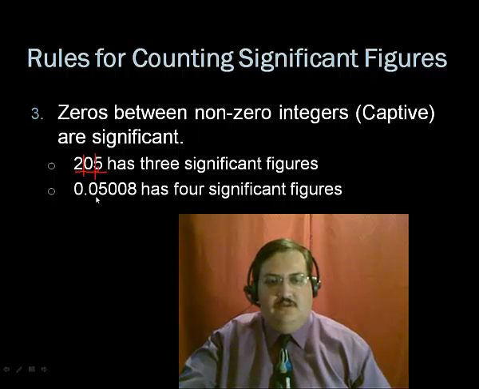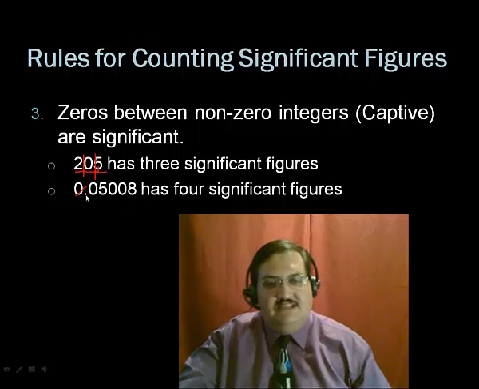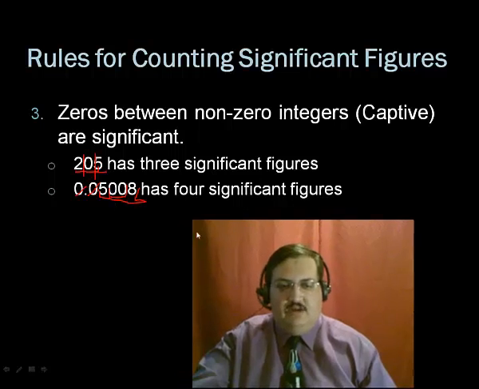Here with 0.05008, and yes, I said an extra 0 after the decimal place, I apologize. These first 2 zeros are not significant. They're just placeholders. The 5 and the 8 are significant, and so are these 2 zeros because they are captive.